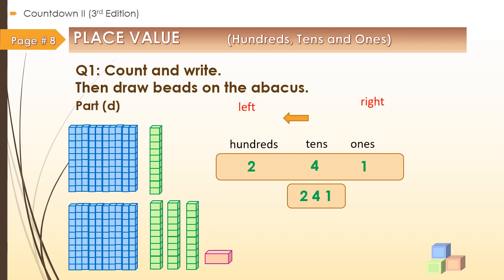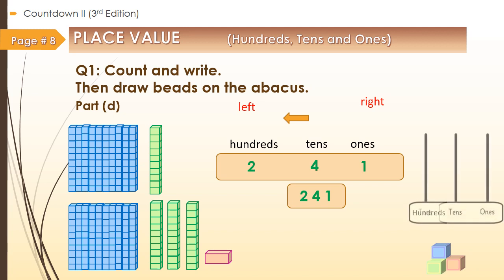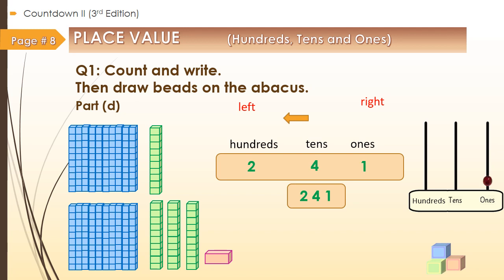241. 2, 4, 1. Now we will represent the same number on abacus with the help of beads. We will put one bead on ones place to represent 1 one, 4 beads on tens place to represent 4 tens, 2 beads on hundreds place to represent 2 hundreds.